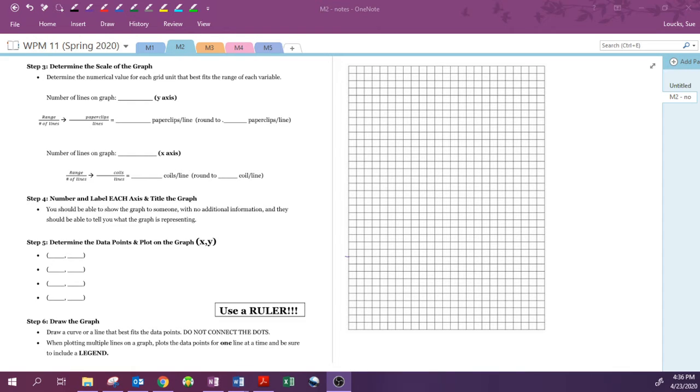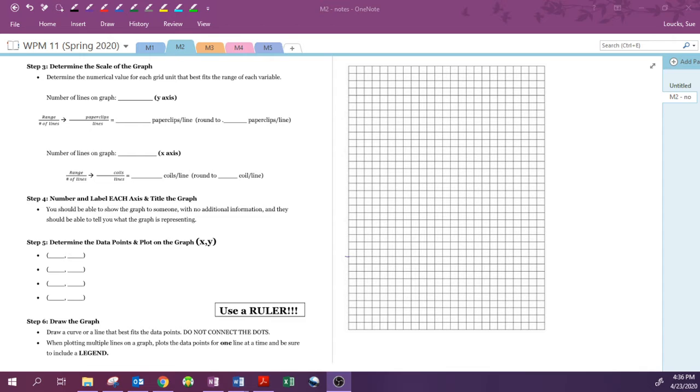Okay, now we're on step 3, determining the scale of the graph. And we're actually not going to do it exactly the way it is in the notes here. There's a couple of different ways to do it, and for this particular data set and this particular size grid, the other way works just fine. So I'm going to do the other way on this graph, and then I'll do this way on the second graph that we do when we do a bar graph.